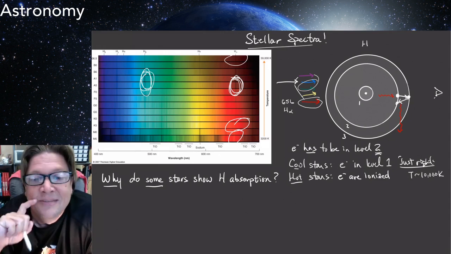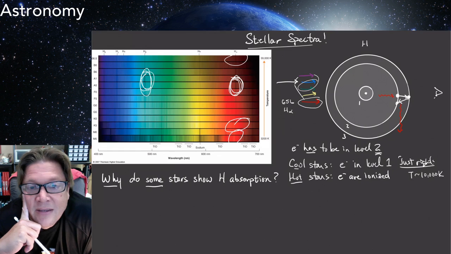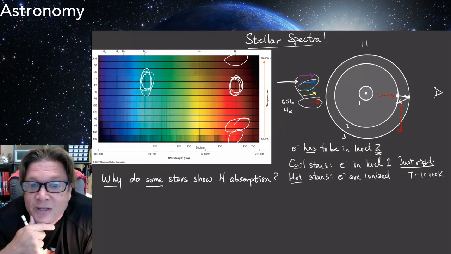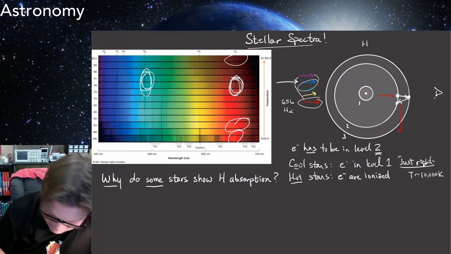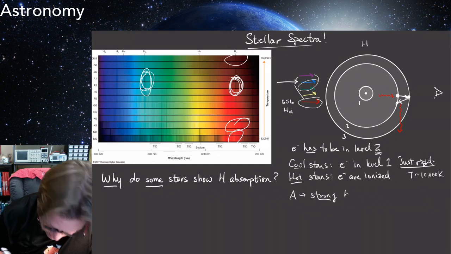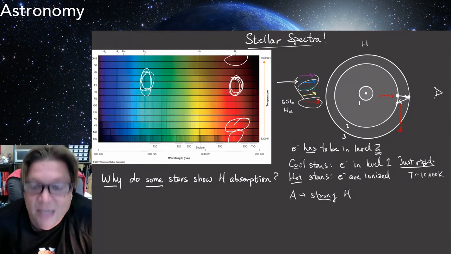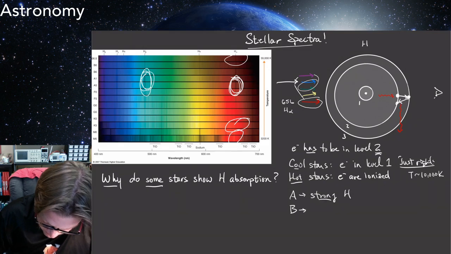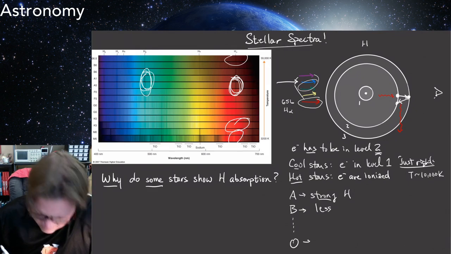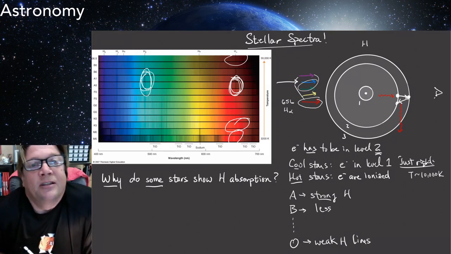Now, in the old days, before we knew about electrons and energy levels, the stars with the strongest hydrogen lines, they just called type A. Type A had strong hydrogen lines. They didn't know why. They just cataloged them as type A. And then type B is a little bit less, and so on, all the way down to type M and O. These had very weak hydrogen lines.